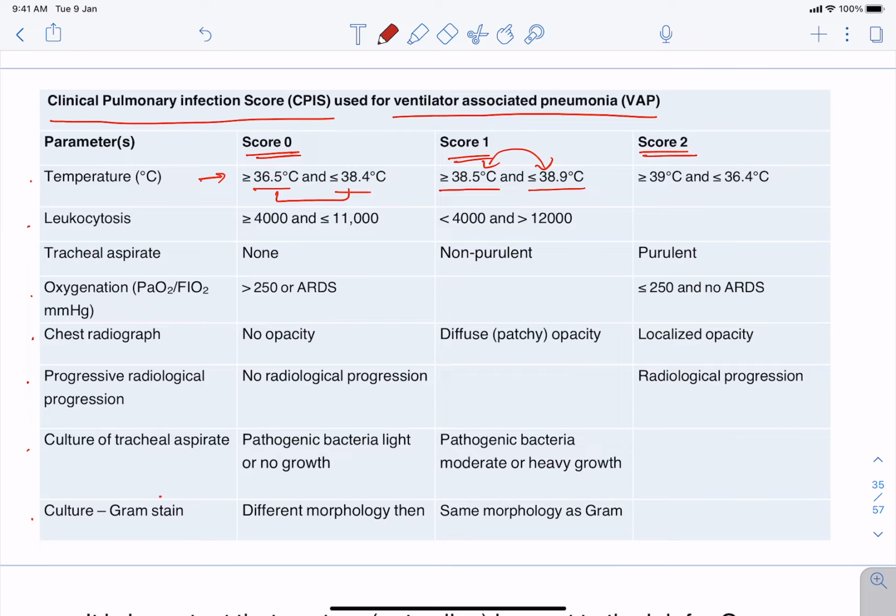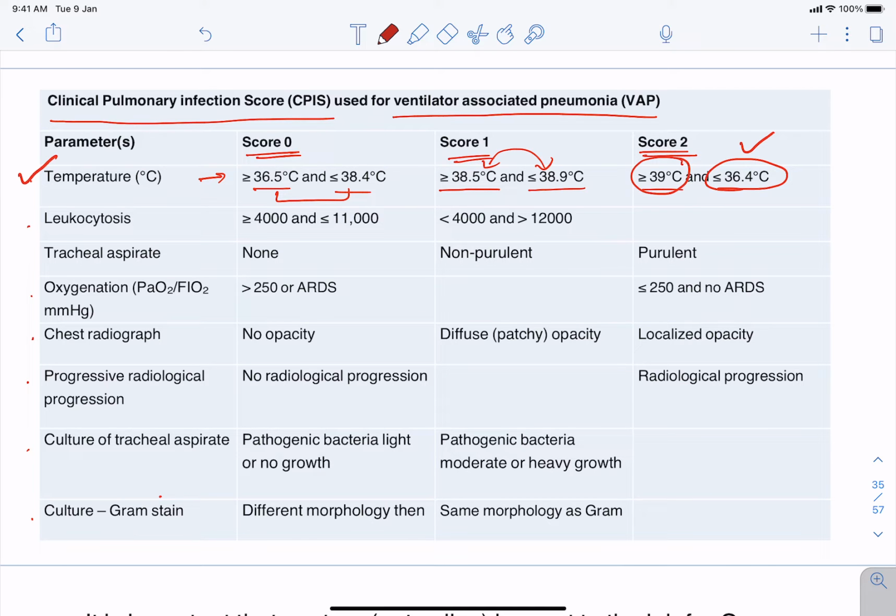Then you have score 2, and score 2 is what? Score 2 is more than or equal to 39 degrees centigrade. This is one of the extremes for score 2. Another thing is, if it is less than or equal to 36.4, that is also a problem. So less than or equal to 36.4 degrees centigrade or more than or equal to 39 degrees, they give the patient score 2. Fine. This is the first point.